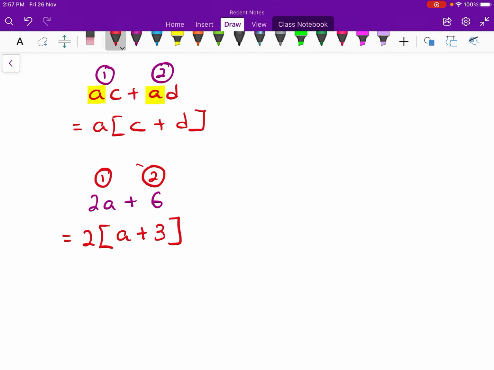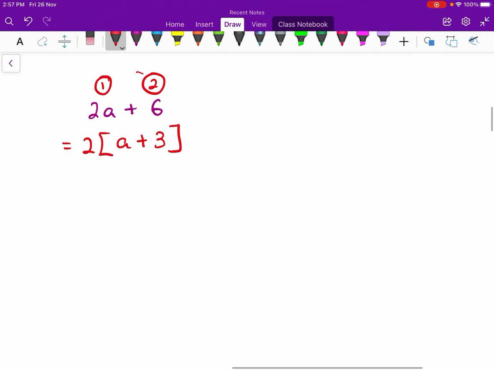The third type of factorization is where I have this kind of form. Let's just say I give you AC plus A. This is also a very tricky type of factorization, which a lot of students will make a mistake on. So let's take a look. First term, second term. You can see that the common thing is A. Let's take out A.